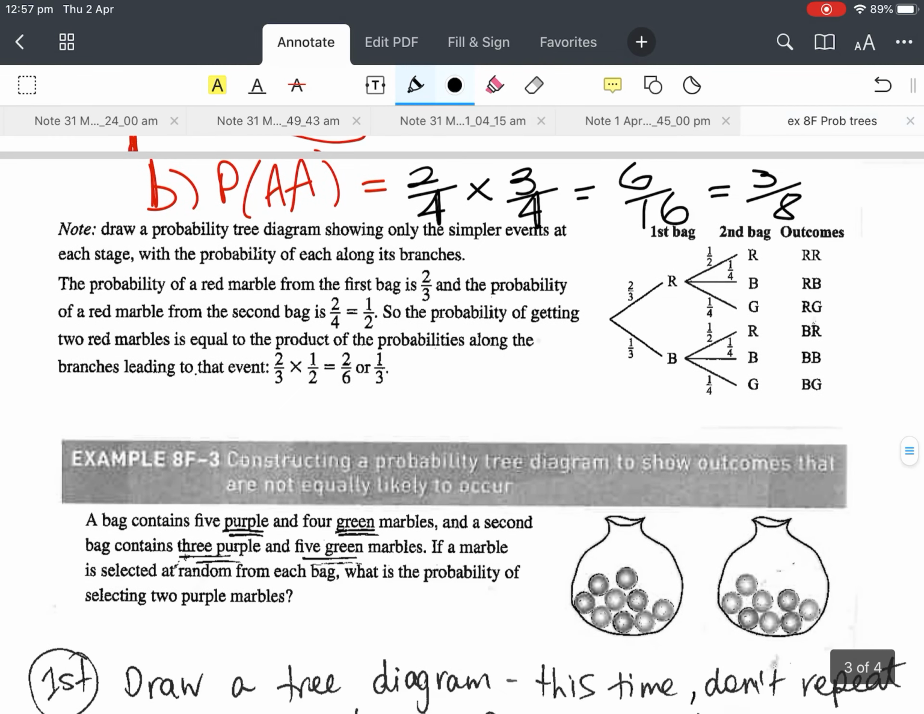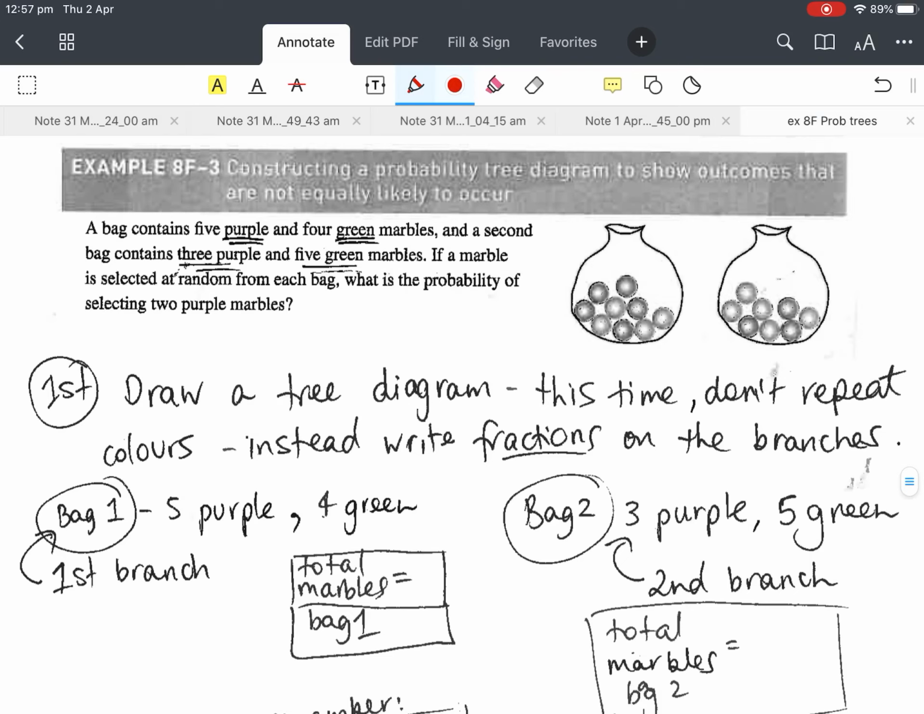Alright, let's try the next one. You'll notice there, this here is pretty much doing what we've just done there, but for that previous example. Okay, alright, let's try the next one. I'll change back to red so you can see it. So here is 8F3. This is using the fractions. So let's try this one again.